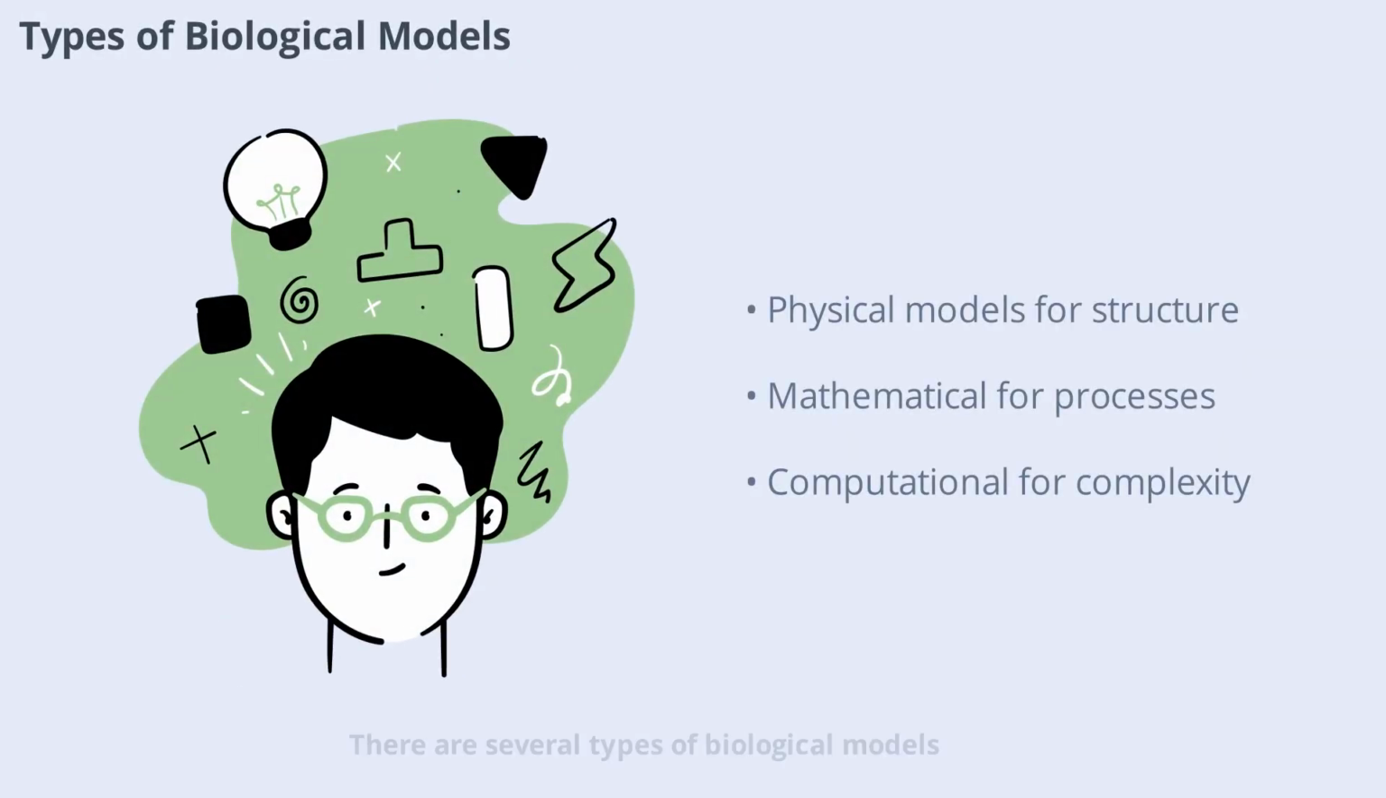There are several types of biological models, each suited to different questions and scales. Physical models, like anatomical replicas, help visualize structures. Mathematical models use equations to describe processes such as enzyme reactions or population dynamics. Computational models, powered by computers, simulate complex systems like neural networks or ecosystems. Each type offers unique insights, and often scientists combine them to tackle multifaceted problems in biology.